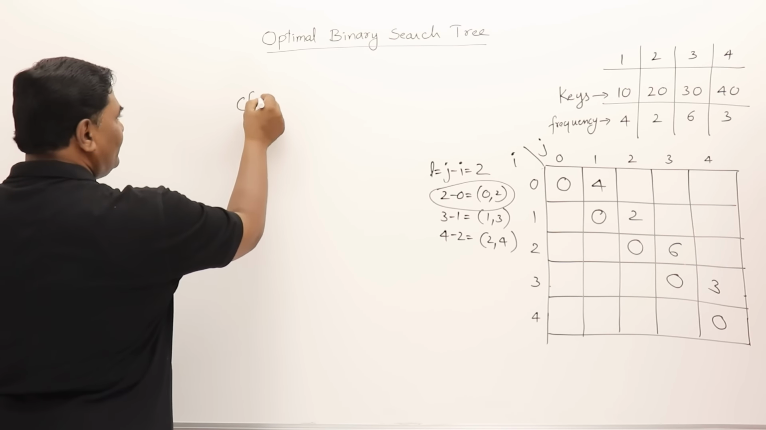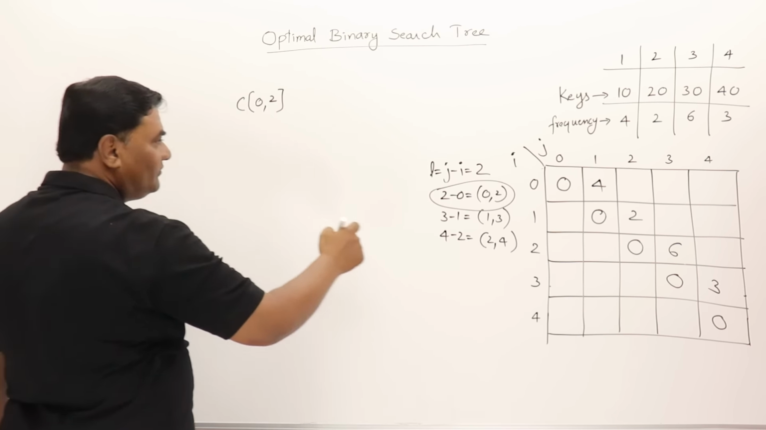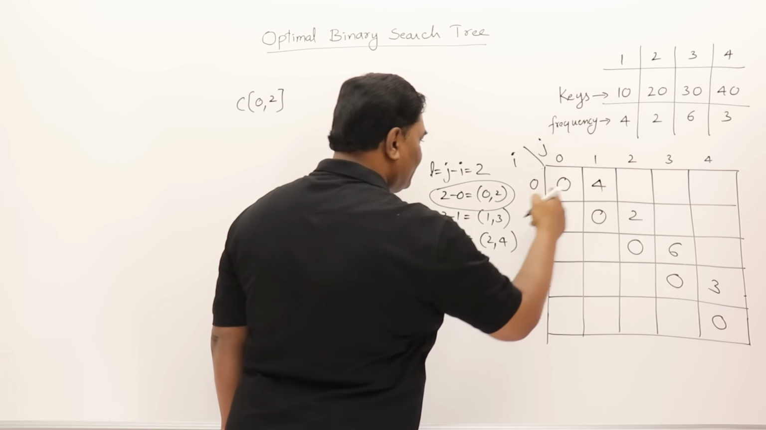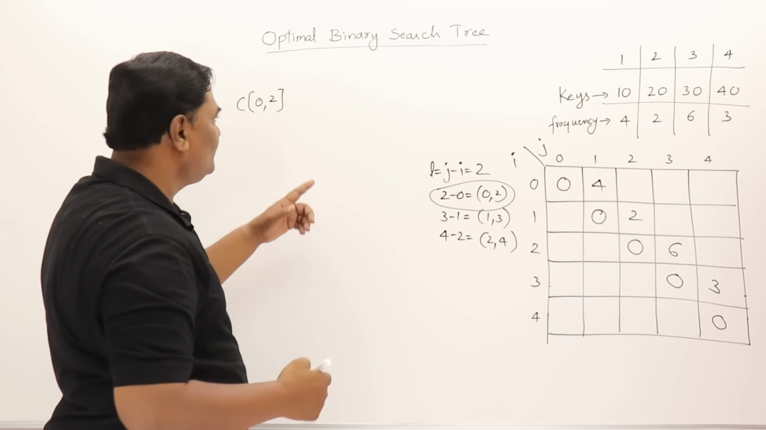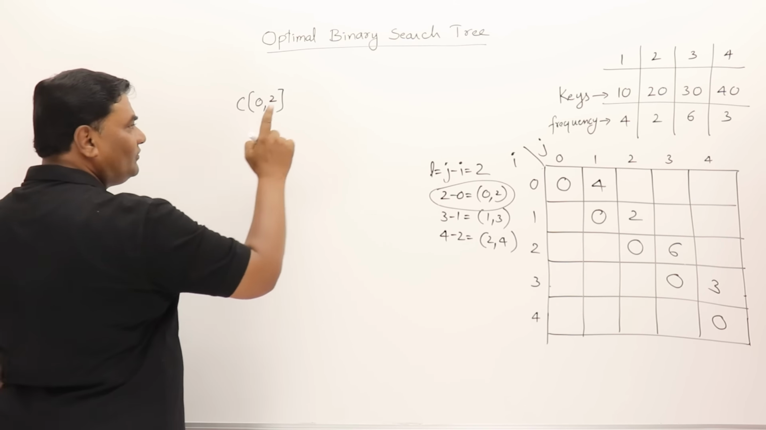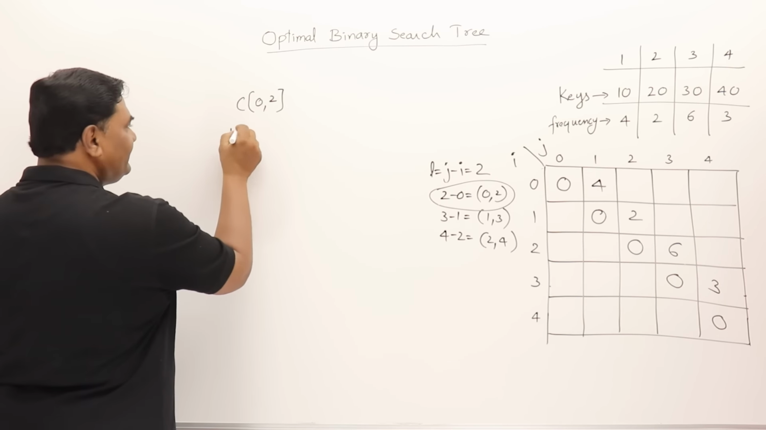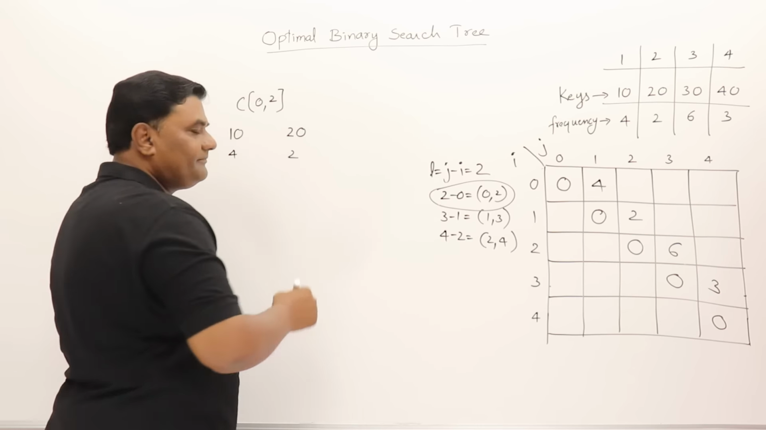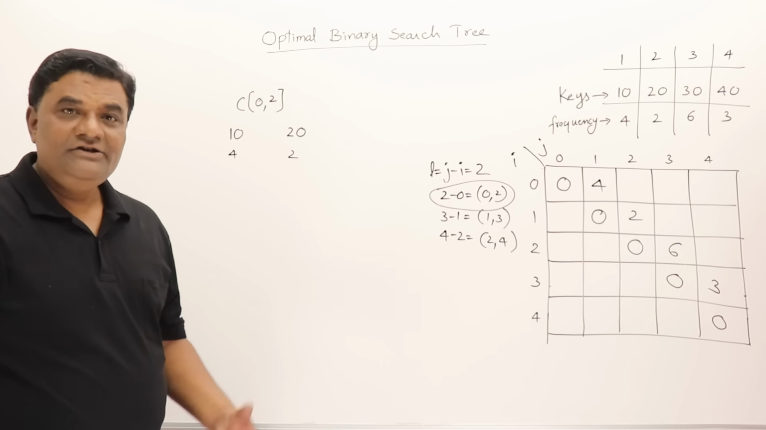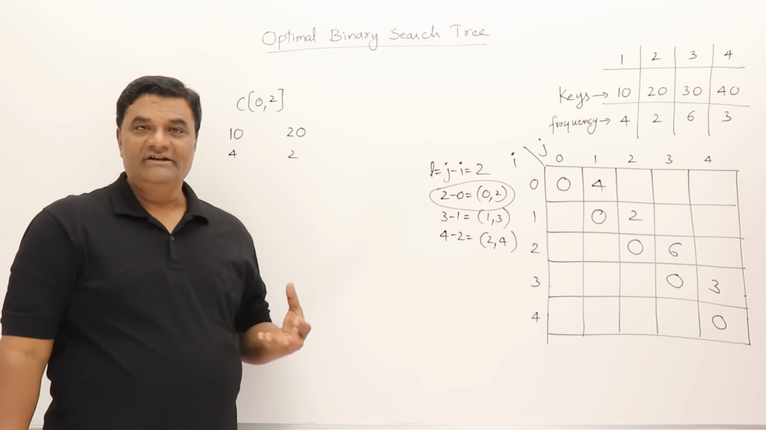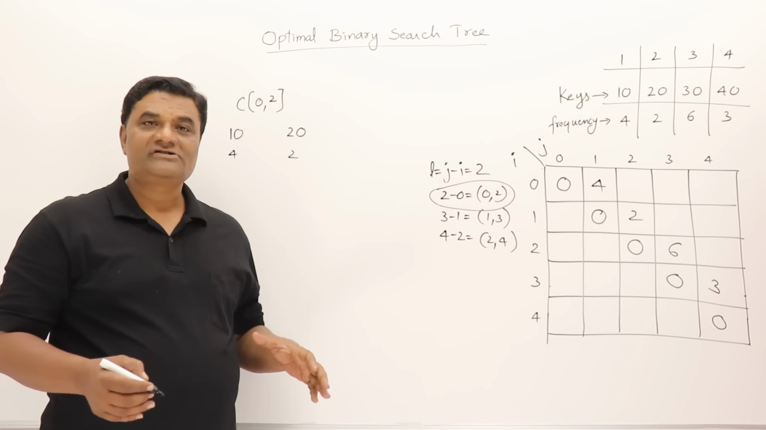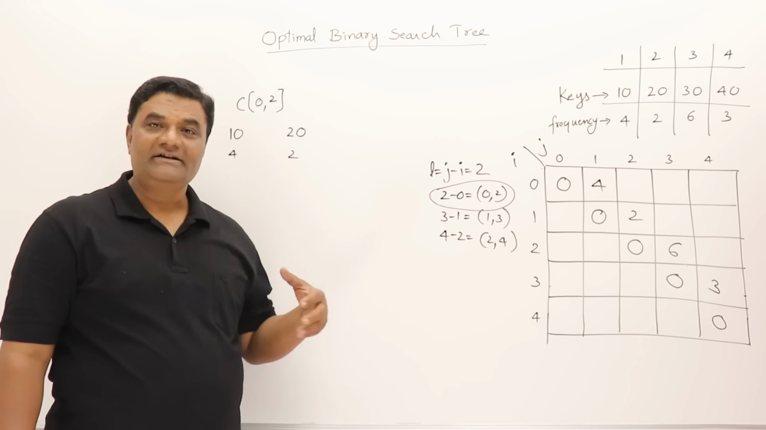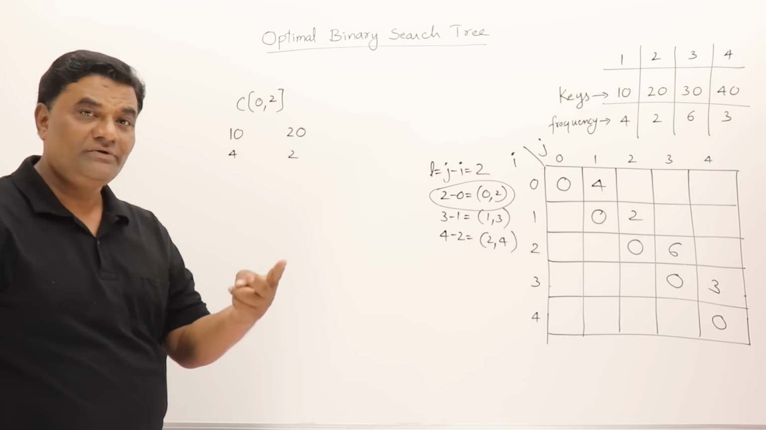So cost of 0, 2 I will find out. This is 0, 2, right? I am considering two keys. So what are those two keys? Just ignore 0. Start from 1. So key 10 and key 20. What are their frequencies? 4 and 2. Let us see, using these two keys only, what is the minimum cost binary search tree or the optimal binary search tree I can generate just by using two keys.